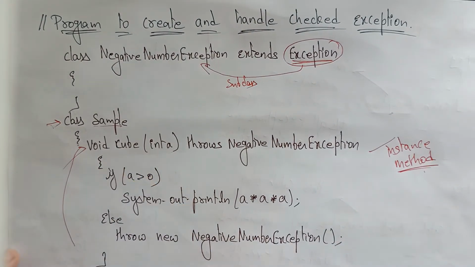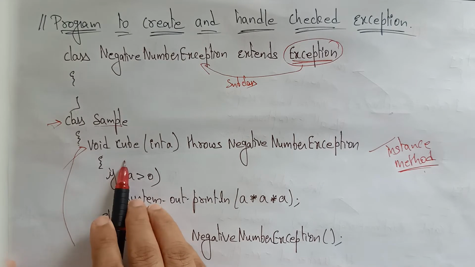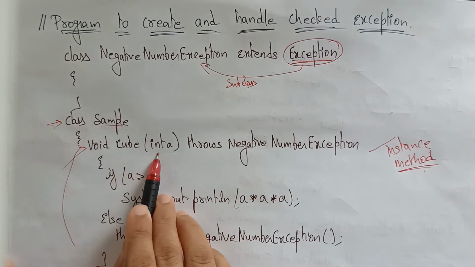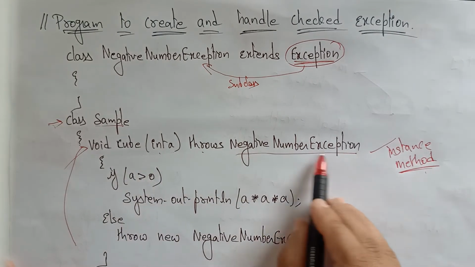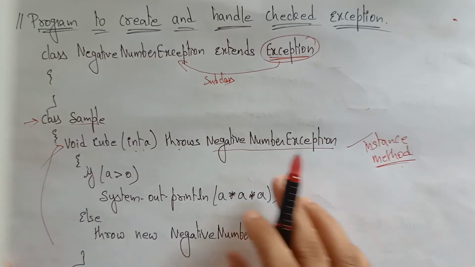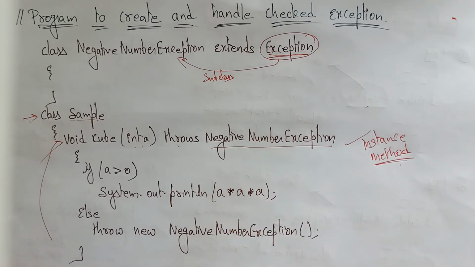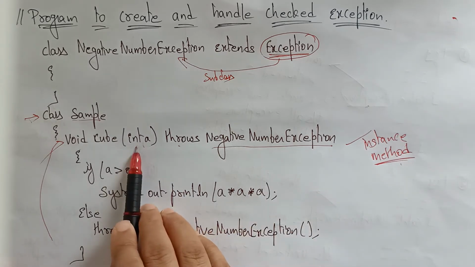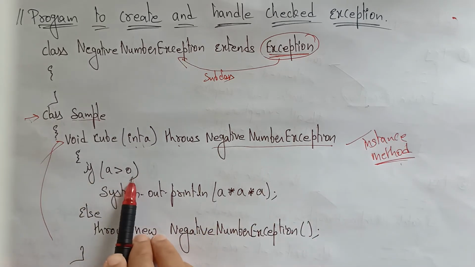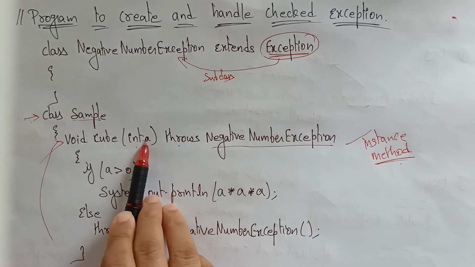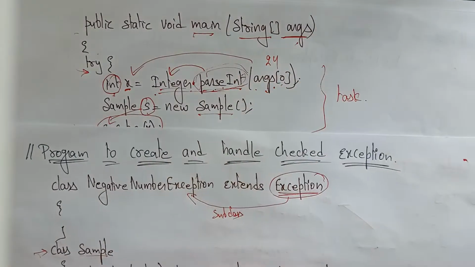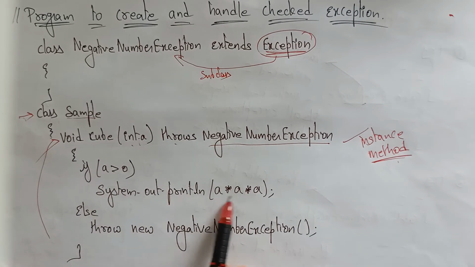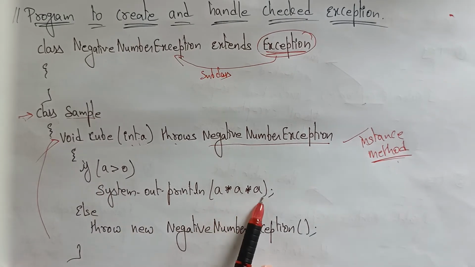With the help of an object reference, we are accessing the instance method. So void, no return type. cube is the method name. int a throws NegativeNumberException. So if you entered anything other than a positive number, a NegativeNumberException is raised. Okay. int a. Suppose a is greater than 0, whatever value you entered at the command prompt in the place of args[0], x. If that is greater than 0, then we have to print the cube, a into a into a.